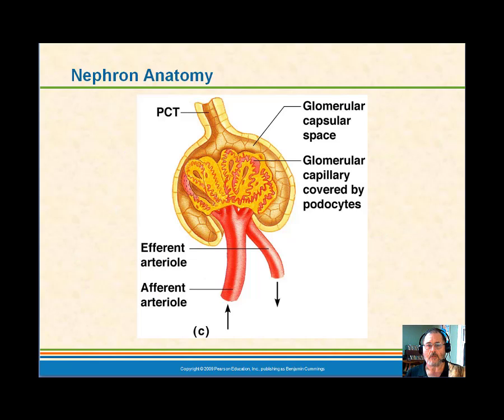So let's take a look again just at the image, and you can see the Bowman's capsule, which becomes part of the proximal convoluted tubule, which collects fluid which comes from the glomerulus, which is fed by the afferent arteriole, which is bigger in diameter than the efferent to allow sufficient pressure.